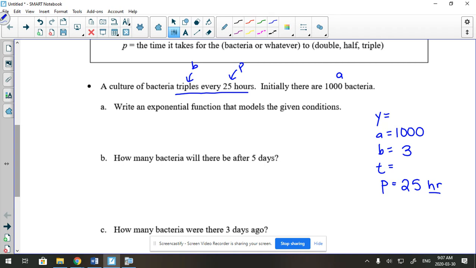Now it says for part A, write an exponential function that models the given conditions. So when you want to write an exponential function, it's like you're writing an equation for it. You're going to end up having 2 unknowns there. So you have all the information you need. Here's our basic form of the equation. So now I'm just going to fill in what I know. My A is 1,000. My B is 3. T I don't know yet, but my P is 25. So this is going to be an exponential function that models the given conditions.